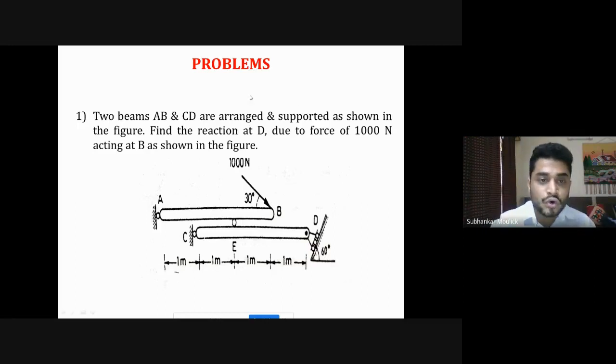So two beams, AB and CD, are arranged. AB is one beam and CD is another beam. They are arranged and supported as shown in the figure.